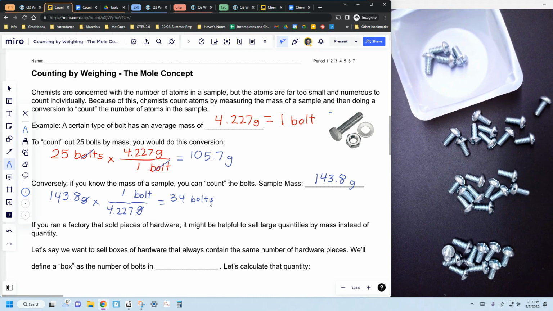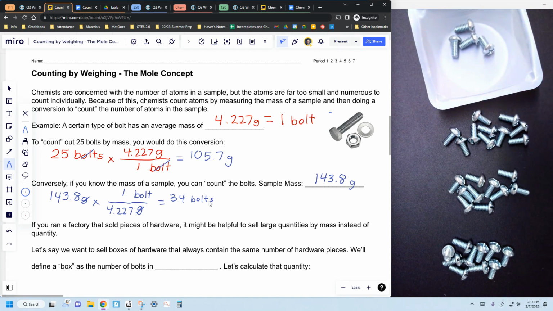So 34. That took a while to count out 34. Think about how long it would take to count out 1,000 or 1,000,000 or 1,000,000,000, right? You just can't do it. So that is how we're going to measure our chemical quantities. That's how we're going to count them. We're not going to count them. We're going to measure their mass and we're going to do a calculation.